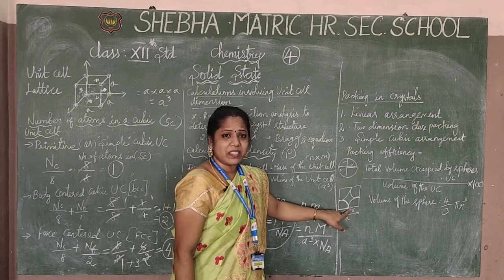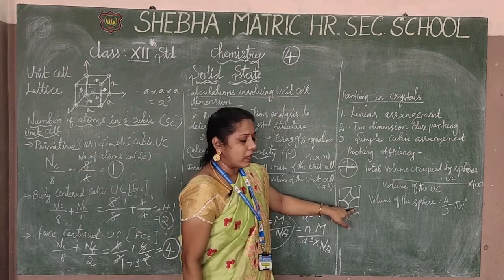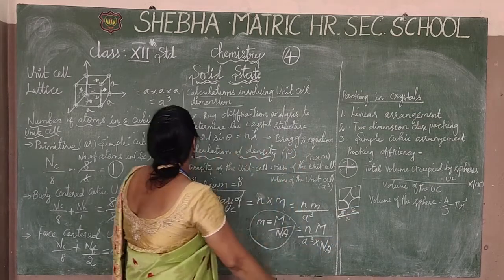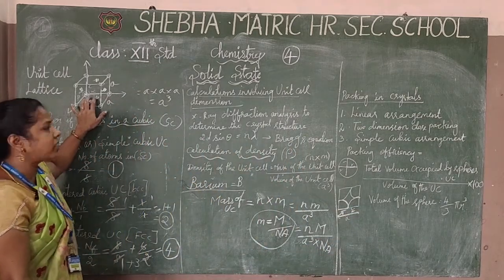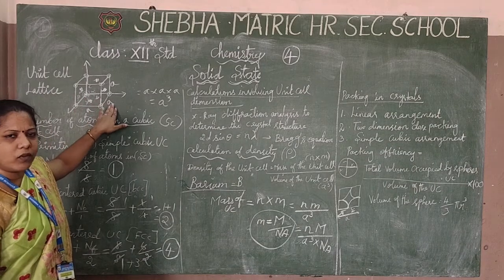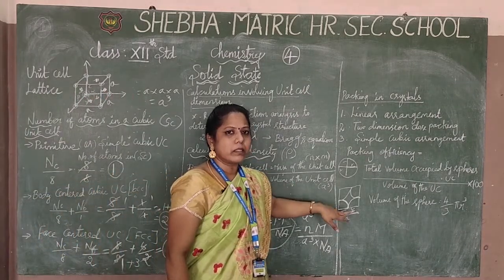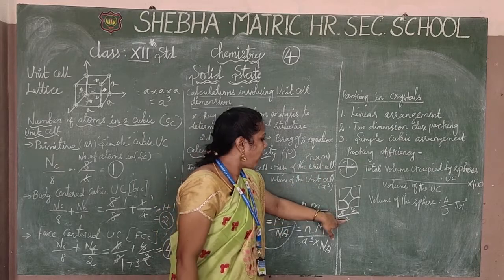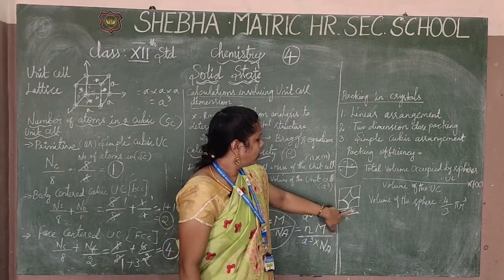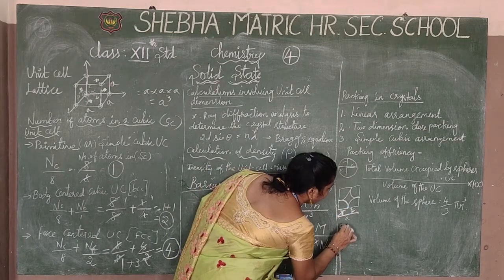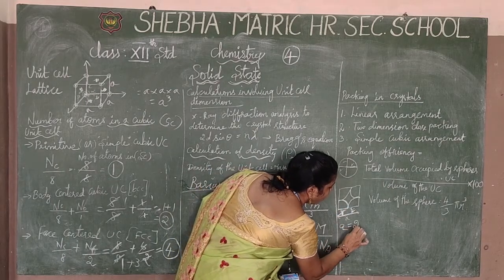Here also the sphere's radius is r. In this unit cell, the length is a. You know very well about the length a. So obviously here the length is also a, which has 2 times the radius. So I am going to write down a is equal to 2r.